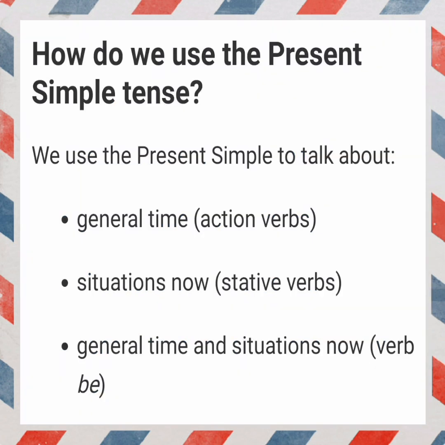How do we use the simple present tense? We use the present simple or simple present tense to talk about general time, that is action verb, and situations now, that is stative verbs, general time and situations now, verb be.